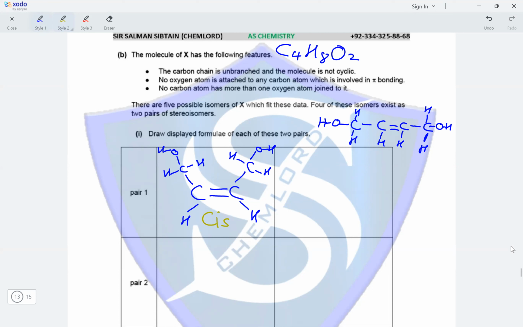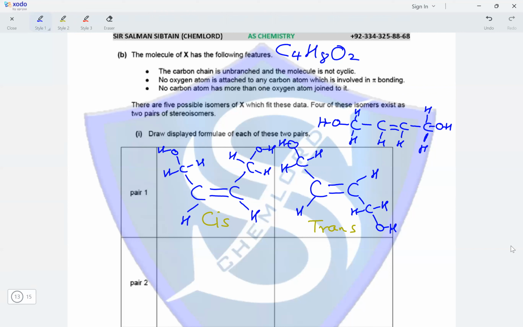And as for the trans isomer, we would have the carbon atoms with the double bond, the hydrogen atoms on opposite sides of the double bonded carbon atoms, with the CH2OH groups present on opposite sides of the carbon atoms with the double bond as well. So this is the trans isomer of this compound. So this is the first pair of isomers and they said there is another pair.